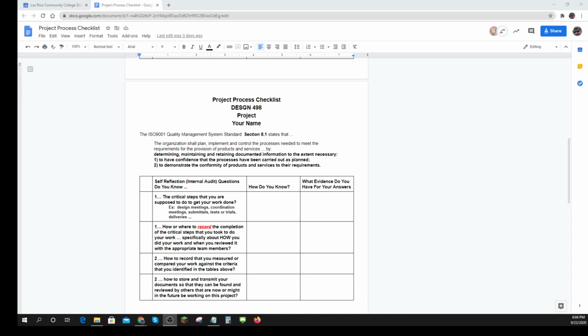And then we talked about understanding the critical steps, places where people are supposed to review things or coordinate with you or submit things or have tests or trials or deliveries. Those are all critical steps that are part of the process. And do you know what they are, and how do you know, and how do you record that they got done if it was your responsibility, things like that.